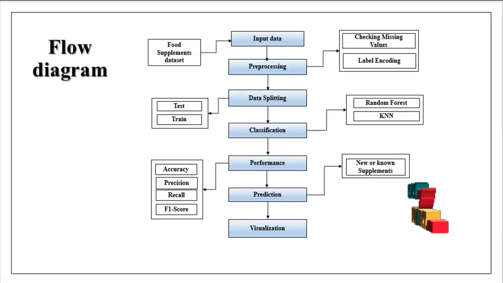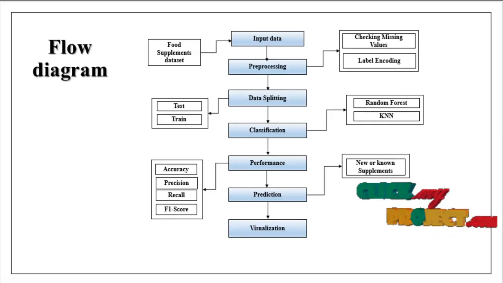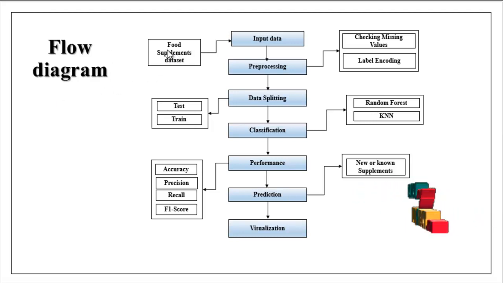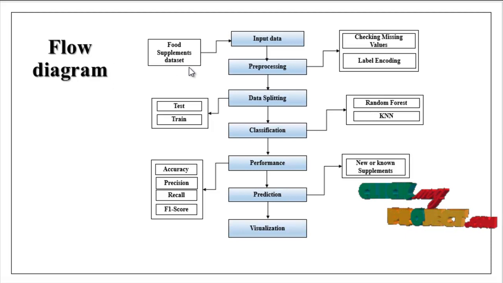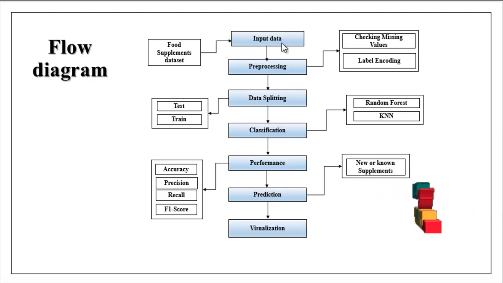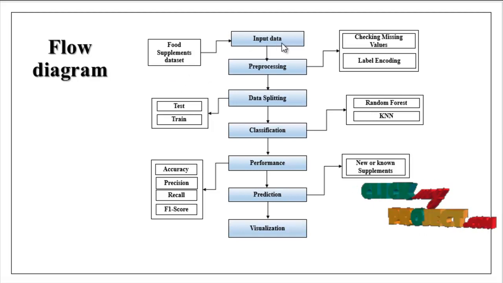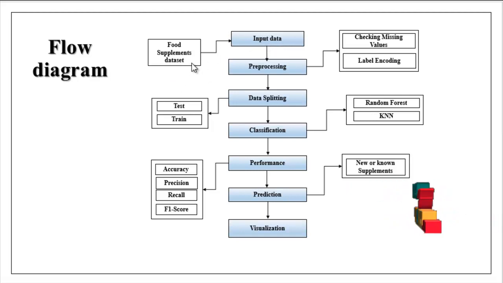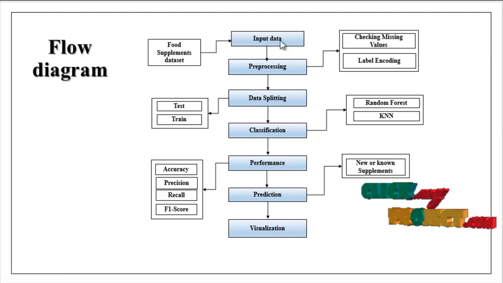Then we are going to discuss the flow of our project. First, we need to take an input dataset named the food supplements dataset. The collected data is carried to our input. With the help of the Pandas package, we can read our collected dataset. Then the selected data is carried to pre-processing.